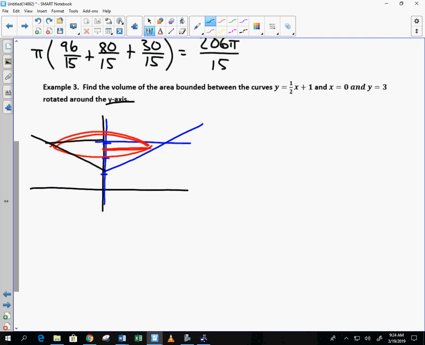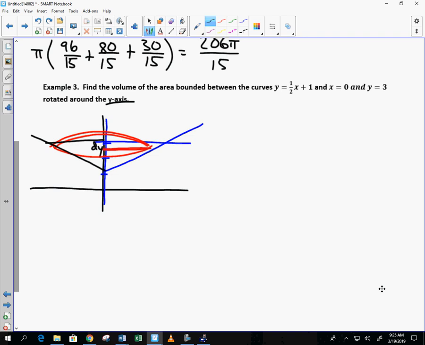Kind of see the general shape that you're getting. So my question, yep, it's a cone. Very good. My question to you is the width of the original rectangle, dx or dy? dy. So that means that everything must be in terms of y now. Okay?